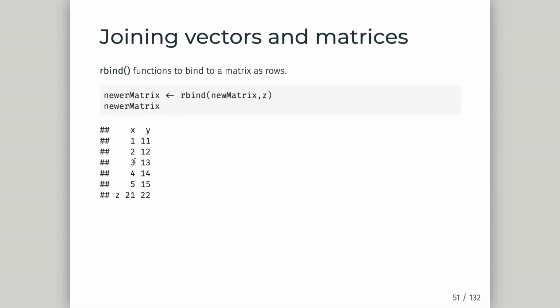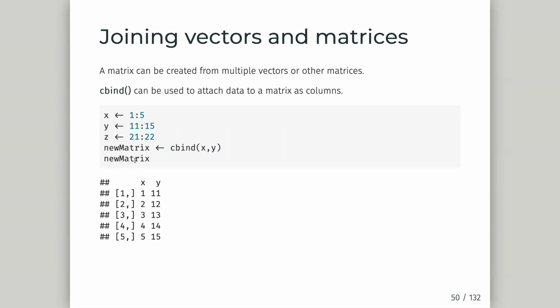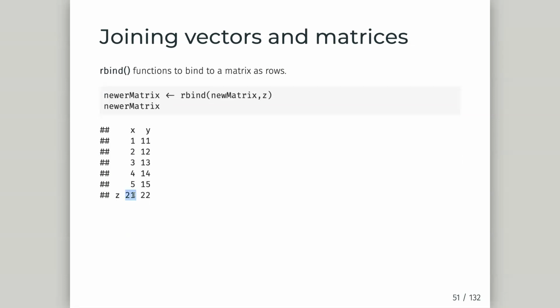You can also do rbind on this new matrix I've created, and this will be not column bind now, but row bind. I'm going to add z, which was just two numbers, 21 and 22. And now I have them attached to the end of my matrix.